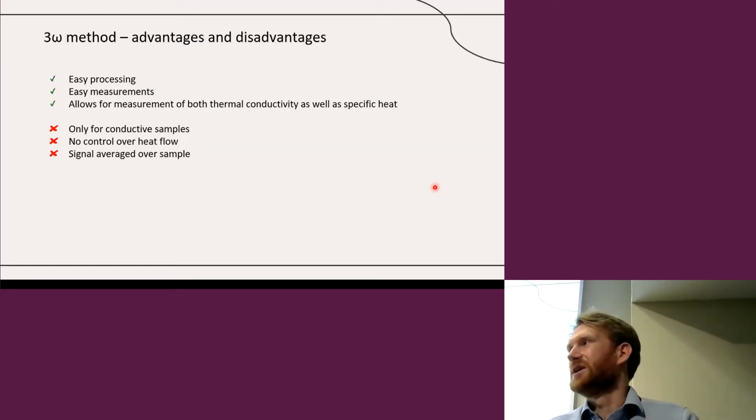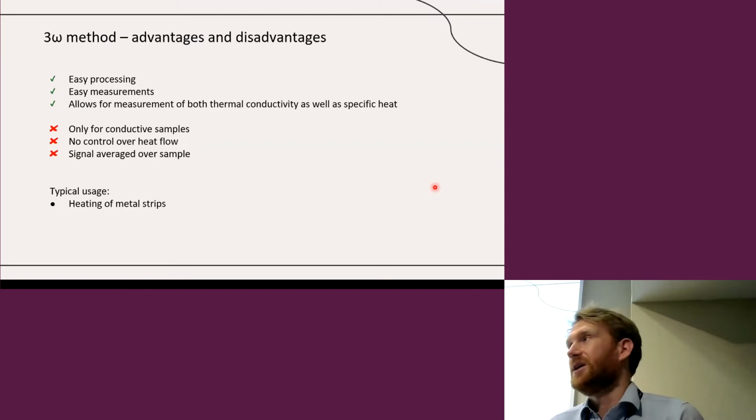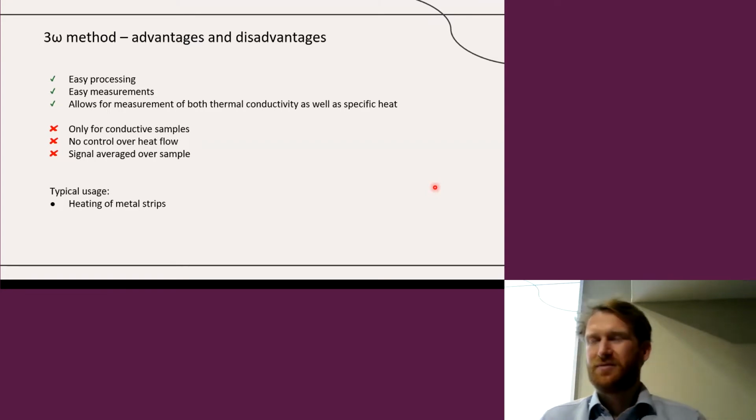And along those lines, the signal is averaged over the entire sample. So again, if you have inhomogeneous samples, it can be very difficult to properly model what is going on at each different part of your system. So the typical usage of this right now, where I see it being used, is heating of metal strips.